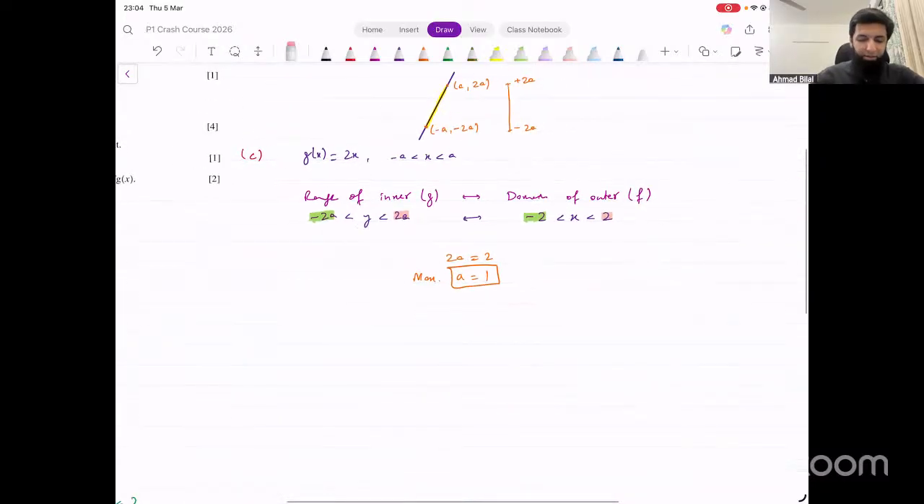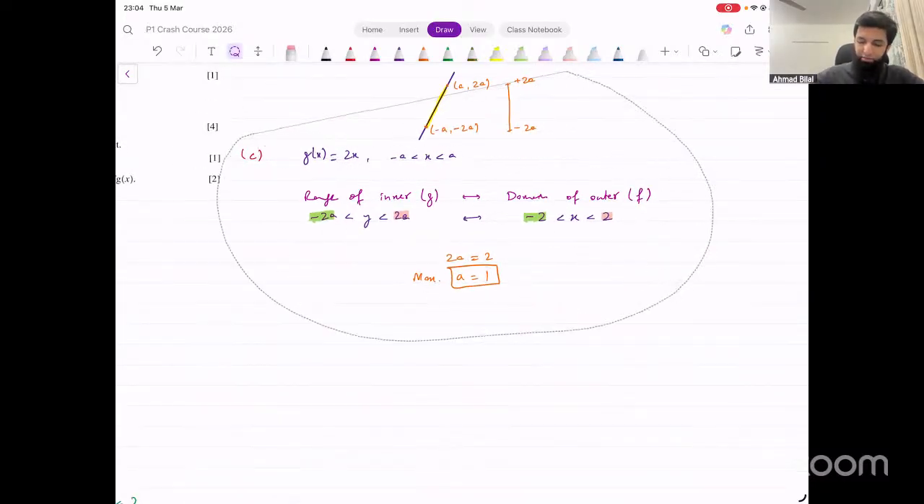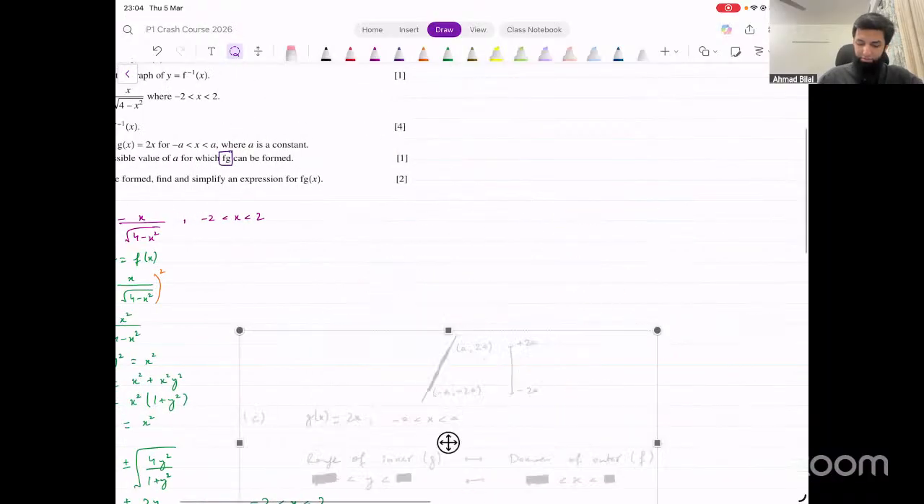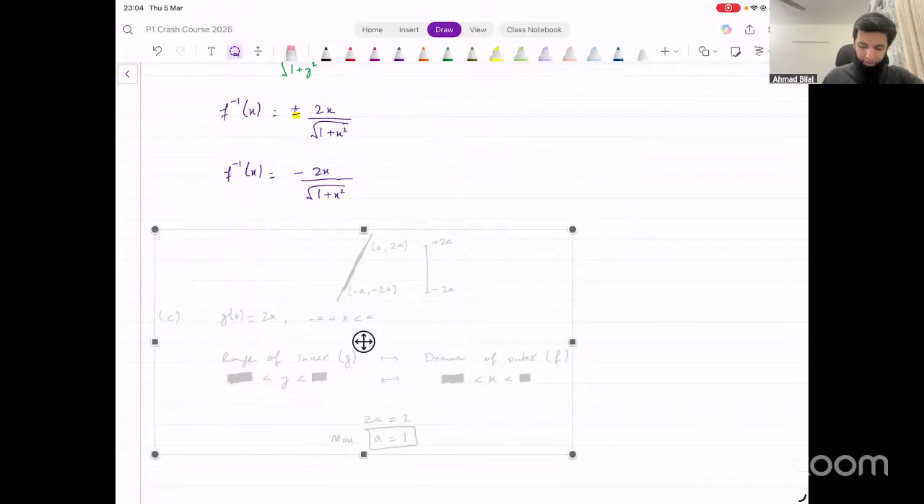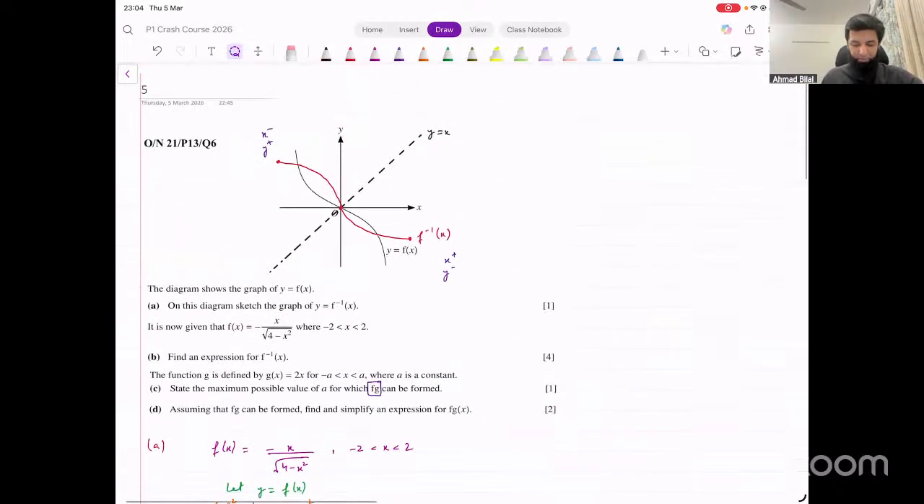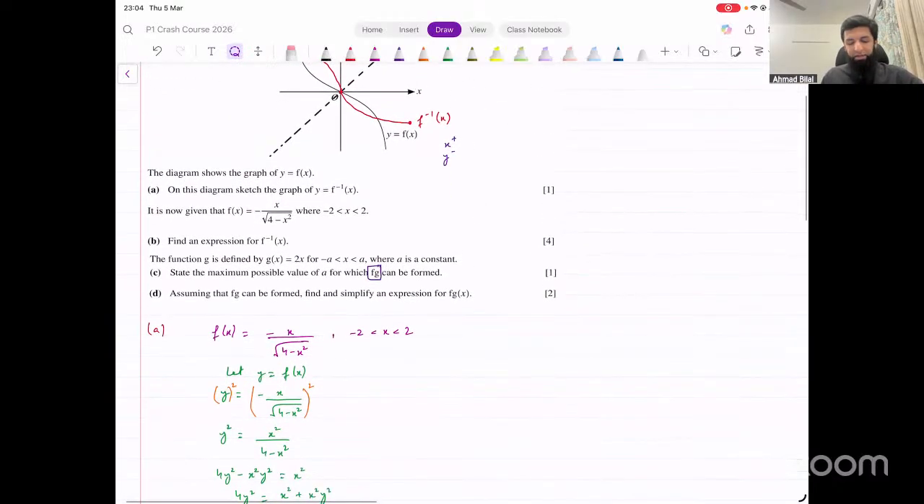Okay, let's move on. That was part C. I'll just copy that there. Part C. Okay, last question. Last question. Assuming that fg can be formed, find and simplify an expression for fg of x.